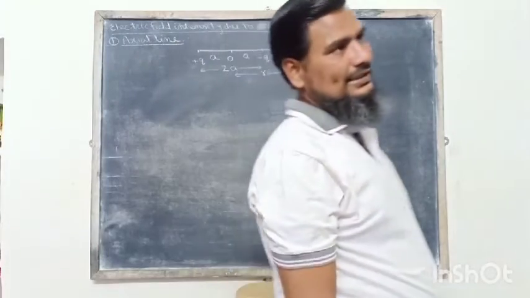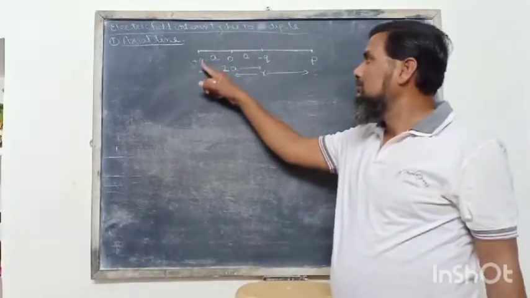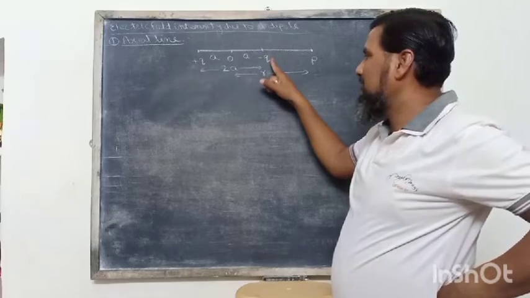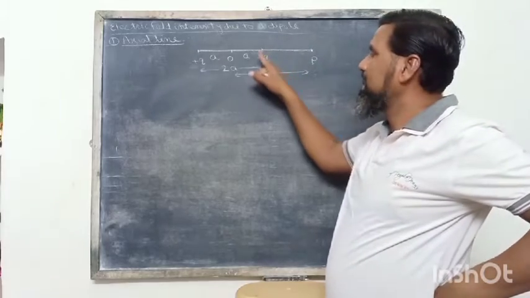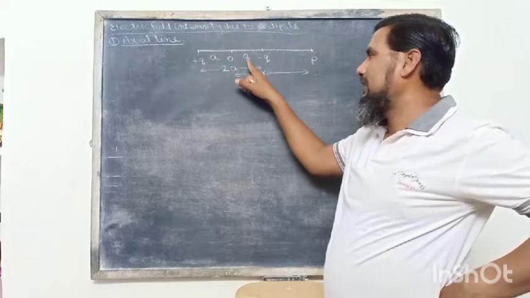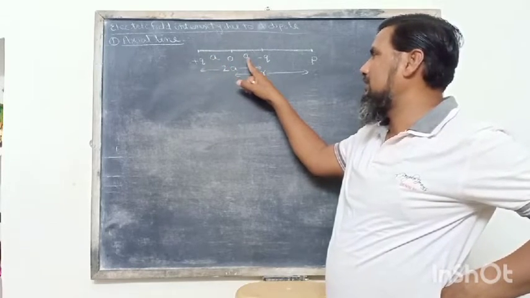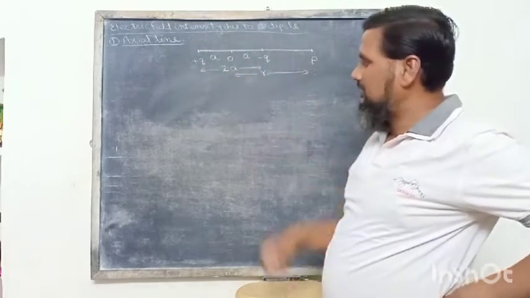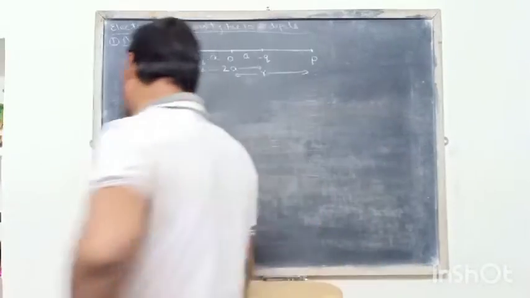First of all, we consider a dipole, plus q and minus q. There are two charges, and O is the midpoint. A and A are the separation of the charges, and then we shall calculate the electric field intensity.